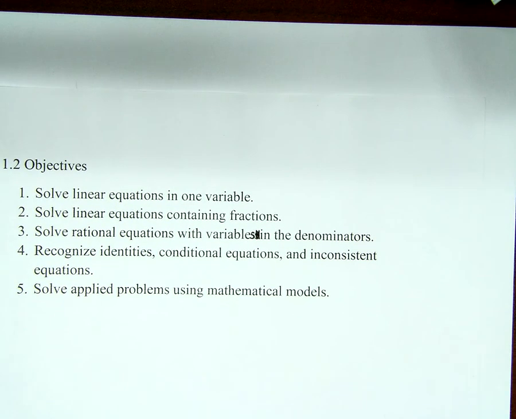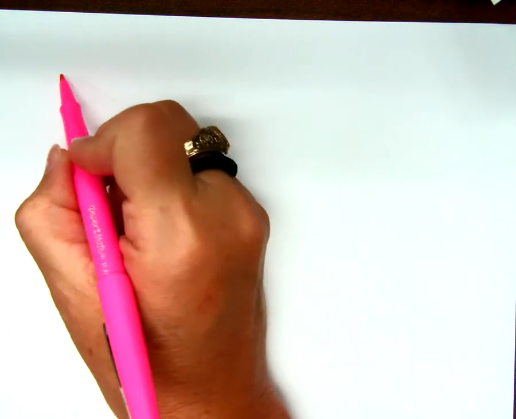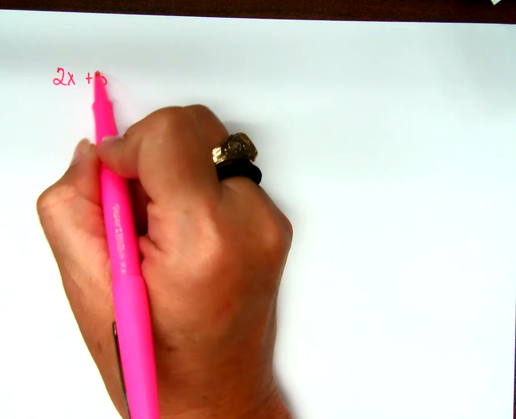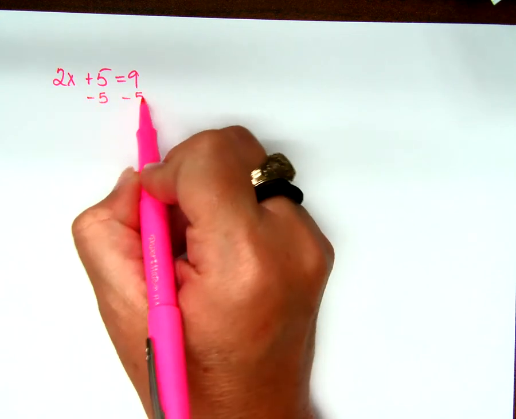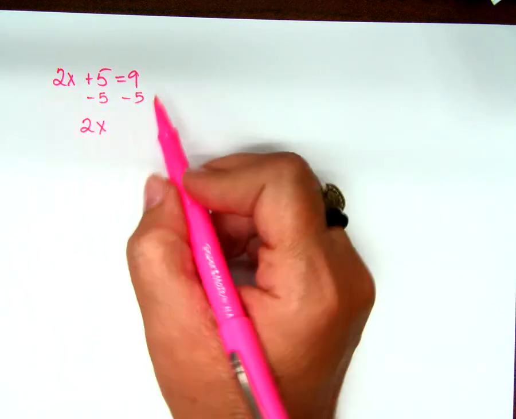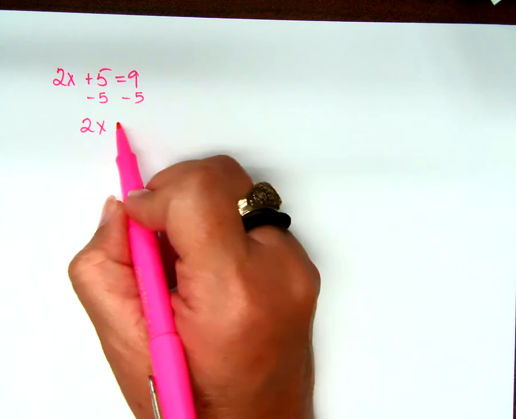Okay. Solving linear equations in one variable. Are you ready for this? 2x plus 5 equals 9. Can you solve that? Technically, how many possible first steps are there? I can see 3. What do you think we probably should do first? What makes the problem the easiest? Subtracting the 5 from both sides, right? Could we divide by 2 first? You could. It's not the easiest, right?